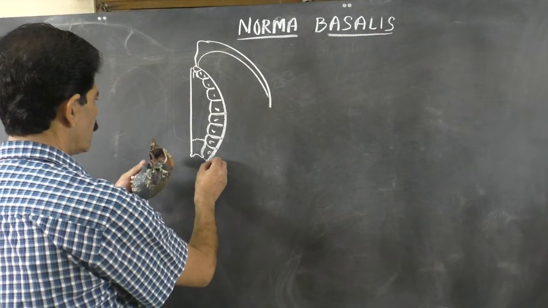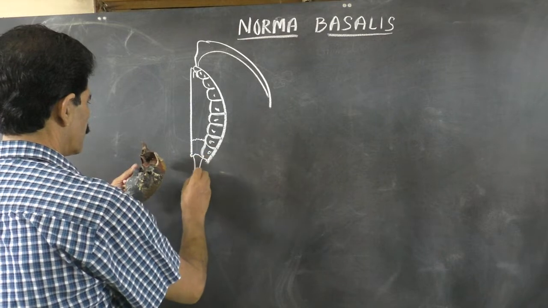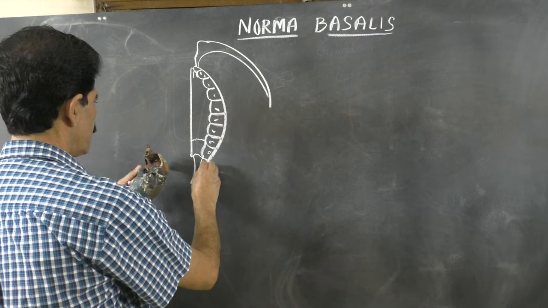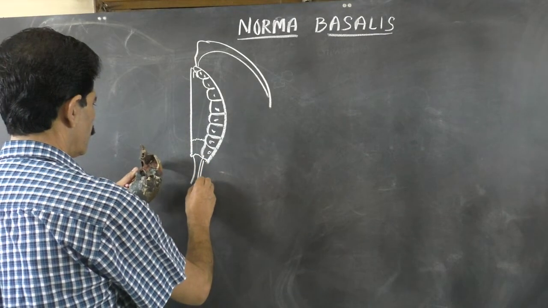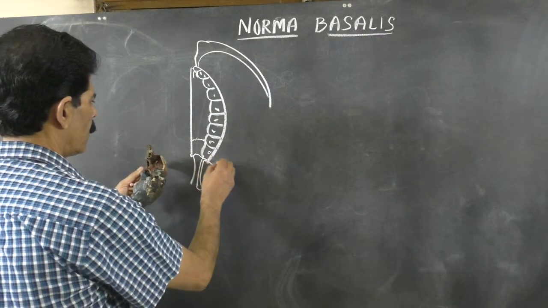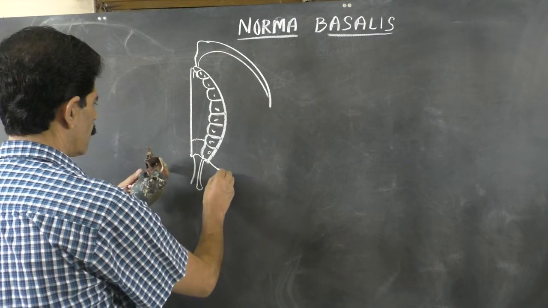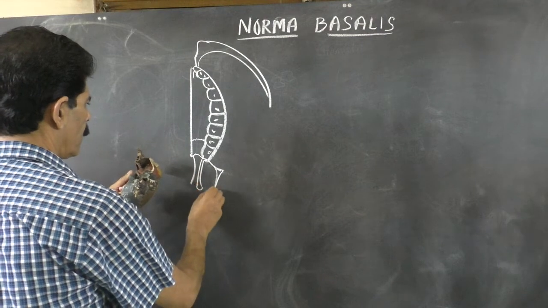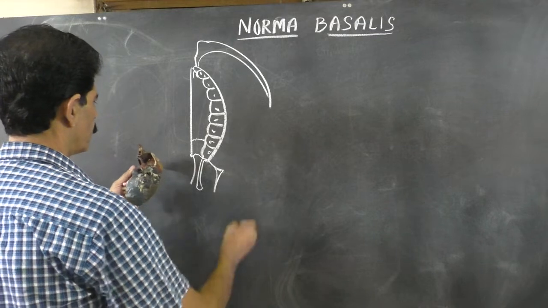Just posterior to the hard palate there lie the two pterygoid plates: the medial pterygoid plate with the pterygoid hamulus on its lower border, the lateral pterygoid plate, and in between the two there is the pterygoid fossa. So this is part of the sphenoid bone.